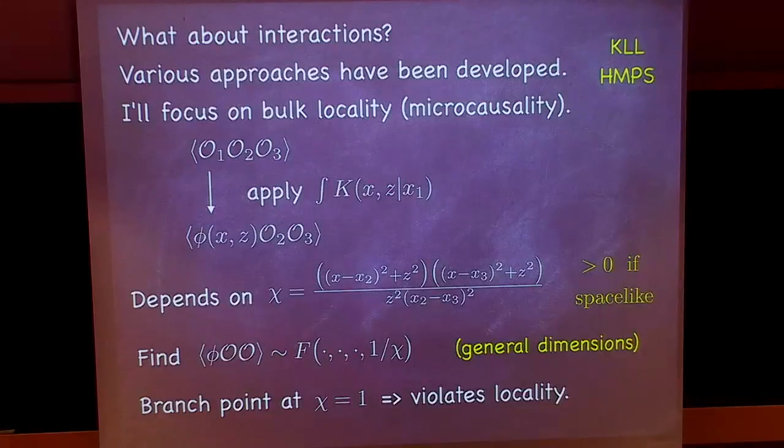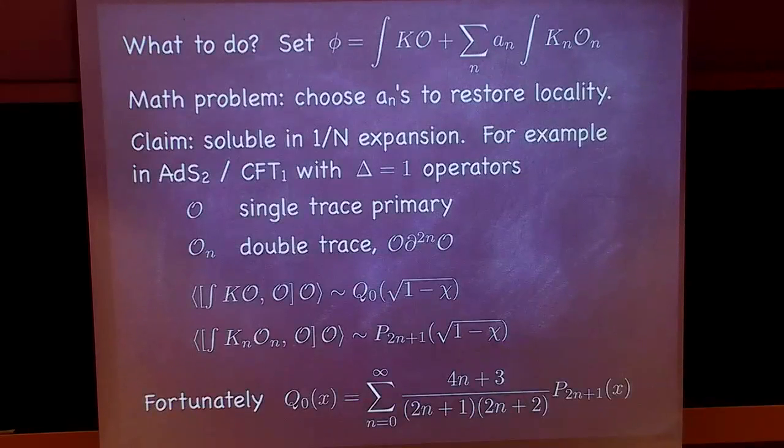Okay, well, so we have this result from the lowest order calculation that violates locality in the bulk. We want to add this tower of higher dimension operators. And so now it's a math problem. Is there a way to choose the coefficients in this expansion that will restore locality in the bulk? And I claim there is: as long as you work in the 1 over N expansion, order by order in 1 over N, you can fix these coefficients to achieve bulk locality.